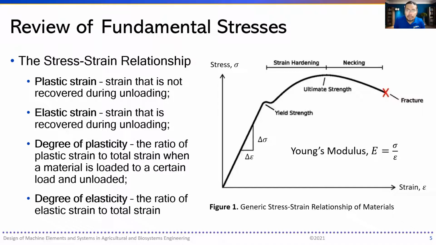On the other hand, you have plastic strain resulting from the stress, wherein the material could no longer recover from the deformation it has undergone because of the loading, even after unloading the force, or the stress.